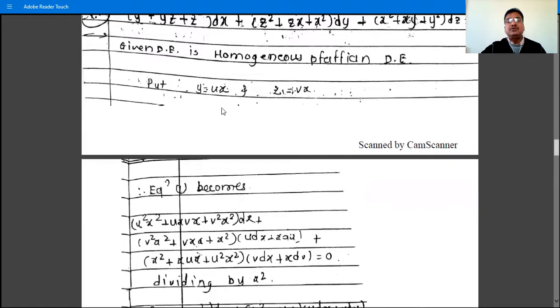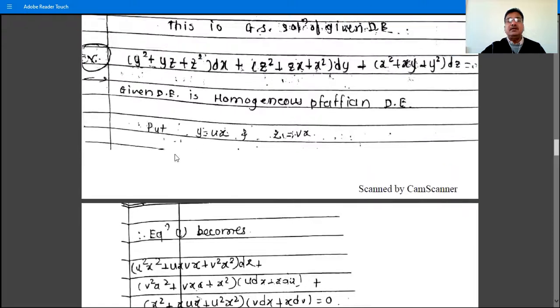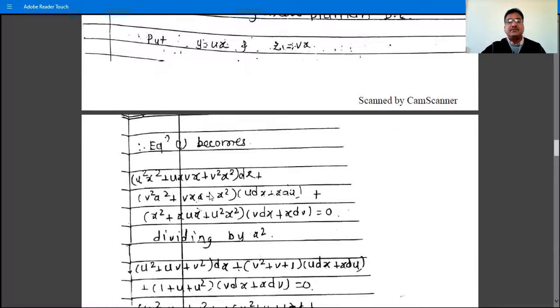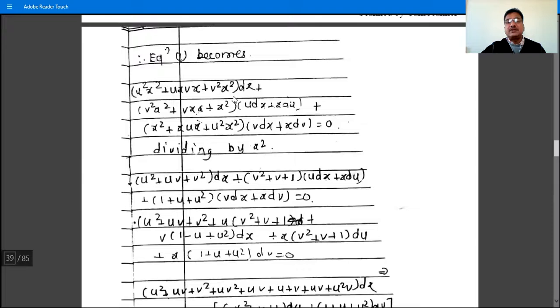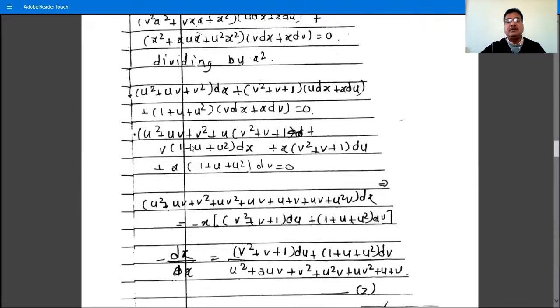Then put y is equal to ux and z is equal to vx. And so dy is u dx plus x du, and dz is what? v dx plus x dv. Substitute in this. So we have this after substitution. Then dividing by x square, we have this. And then collect the coefficient of dx, du and dv.